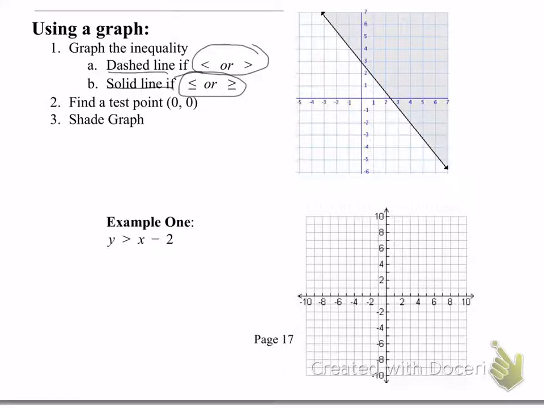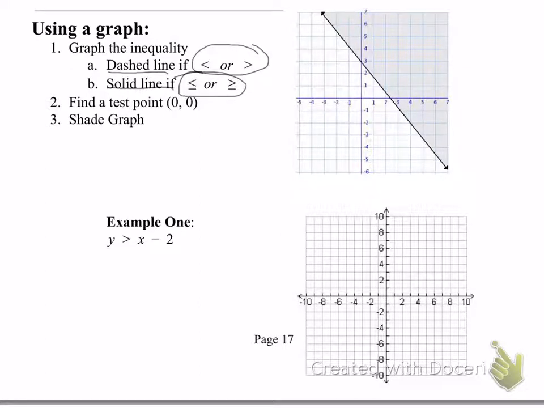And as you see there, if it's a greater than or a less than sign, that's going to get you a dashed line. But if it's less than or equal to or greater than or equal to, that's going to get you a solid line. So that's kind of the first main step, and it's easy to miss if your line is dashed or solid. Your step 2 is to find a test point. We're going to use 0, 0 a lot of the time unless the line goes through the point at 0, 0. But we'll talk about that in a bit. And then lastly, you got to shade your graph. But that'll happen after you test your 0, 0.